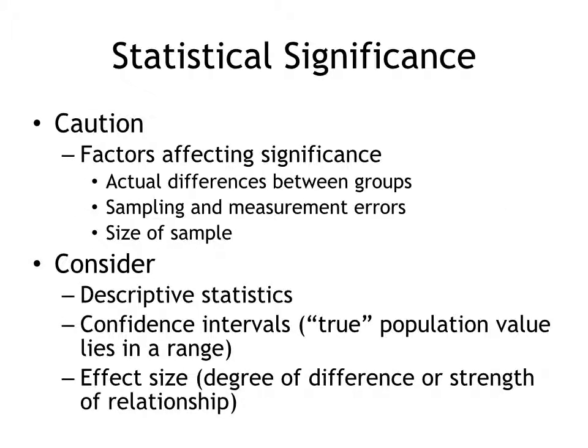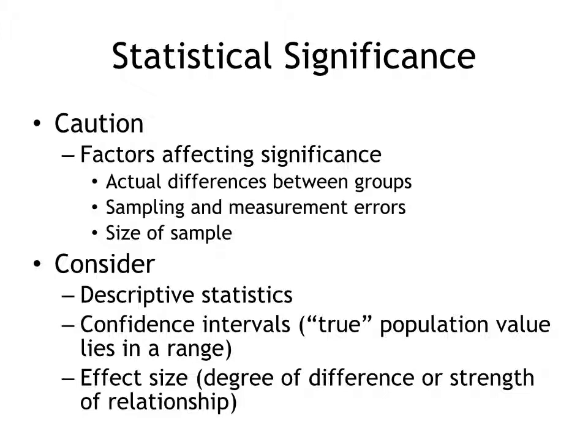There's a lot of things that affect the significance, so you need to be kind of careful about this. There's a lot of ways to show statistical significance, and you can even change the test you're doing and show statistical significance. So you have to be very, very cautious about this. There may be actual differences between the groups to start with. There could be sampling and measurement errors, and remember that I talked about the size of the sample.